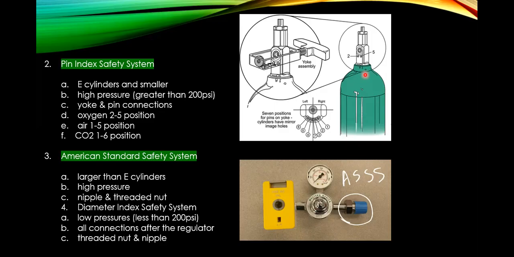Okay. The cylinders larger than E use the American Standard Safety System because the larger ones don't have to be color coded. The color coding is only for the E tanks and smaller, right? If they're bigger, they don't have to be color coded. They might be, but they don't have to be. And so we use the ASSS for big tanks, right? Larger than E cylinders, they are very, very high pressure, and they use the nipple and threaded nut. Okay, the nipple and threaded nut.